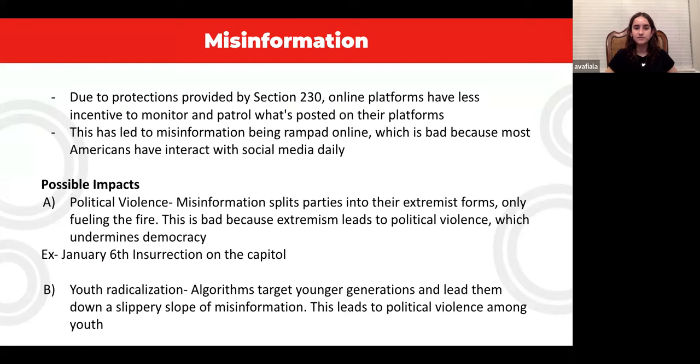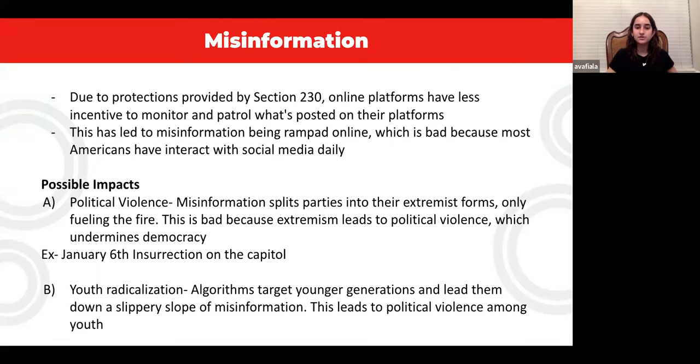So this has led to misinformation being rampant online, which is bad because most Americans interact with social media daily, and a lot of us even get our news from social media, which can be problematic when there's misinformation online. The possible impacts of this can be political violence, because think about it logically. Misinformation splits parties into their extremist forms, because you have information coming from very biased news sources just trying to fuel your political opinions, and that's what the algorithm does. It gives you what you want to see, so that's where the misinformation comes in. This leads to more extremism, because people are being fed all this misinformation that sides with them, so they start to believe it and they get mad, which only adds fuel to the fire.